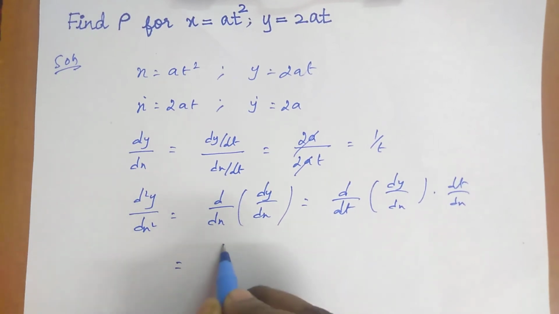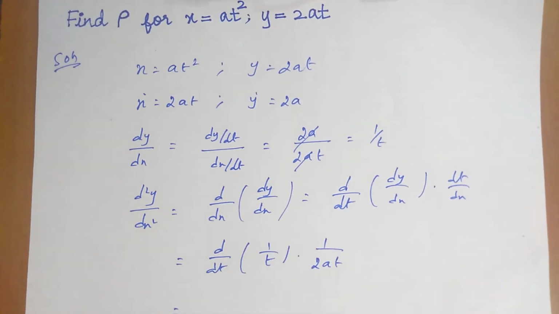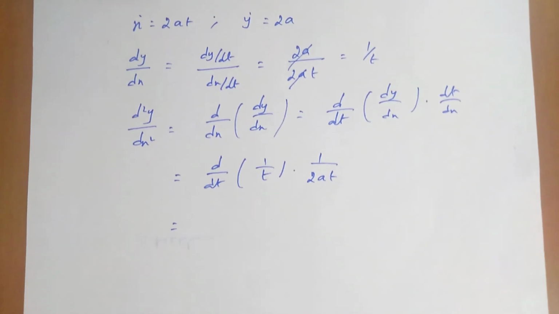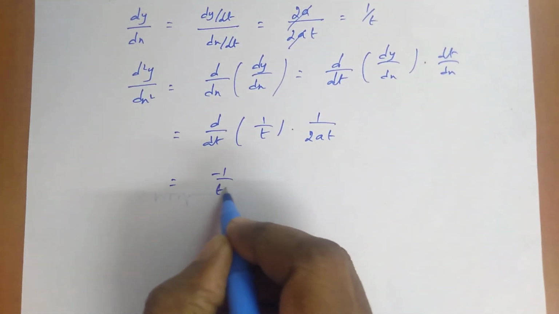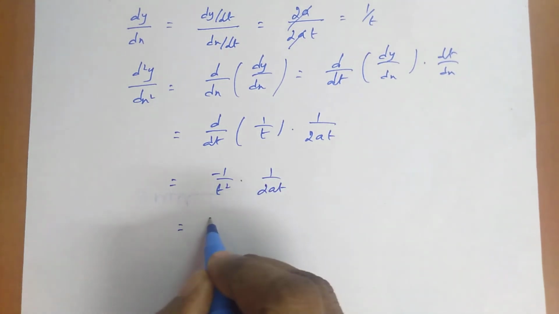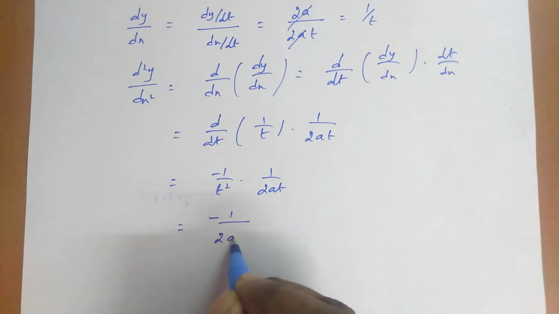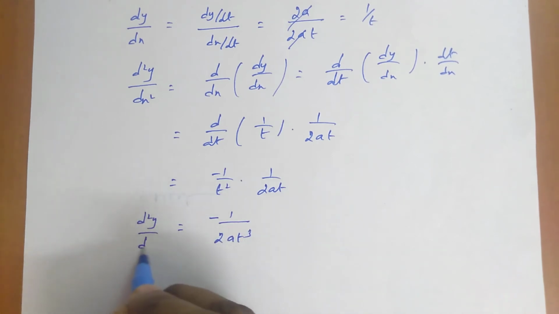So that is equal to d by dt. What is our dy by dx? That is 1 by t into dt by dx, that is 1 by 2at. So differentiation of 1 by x is minus 1 by x square. So here it is minus 1 by t square, into 1 by 2at. So that is equal to minus 1 by 2at cube. This is our d square y by dx square.